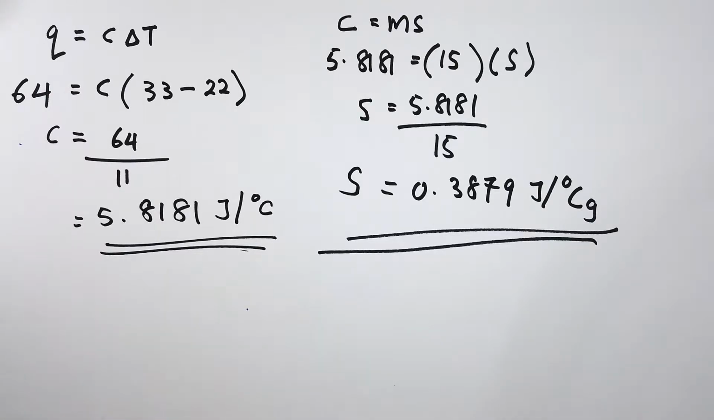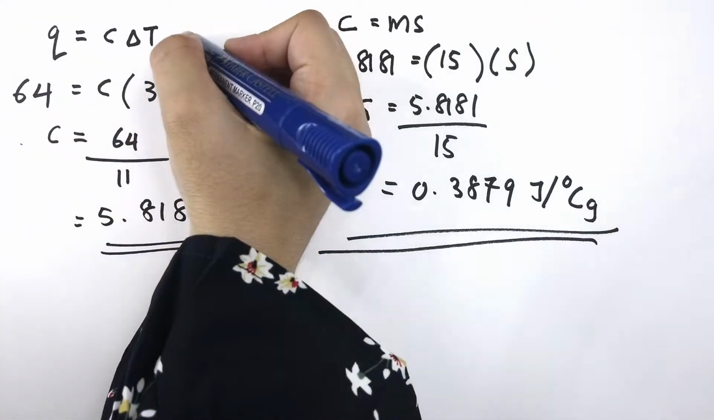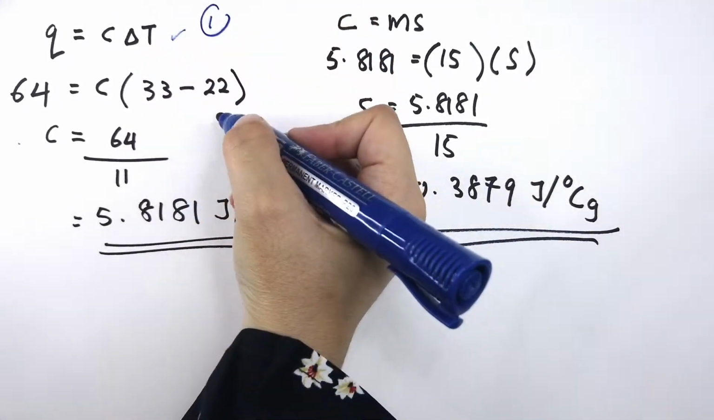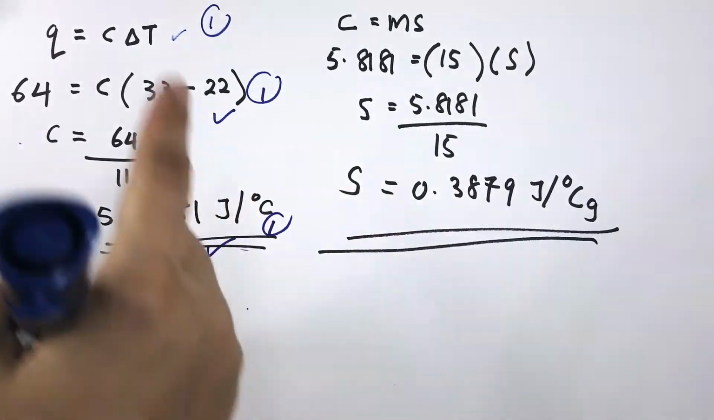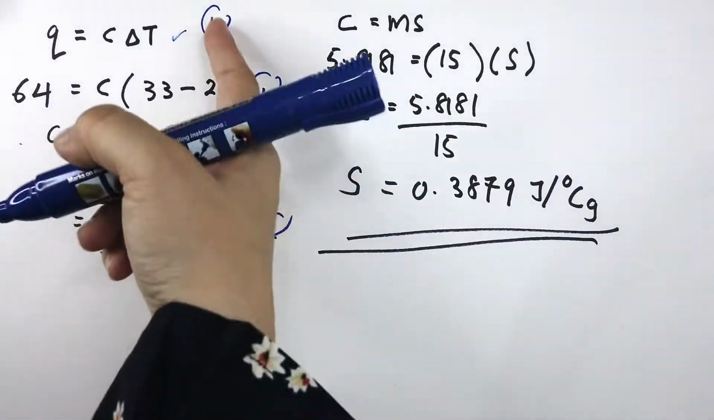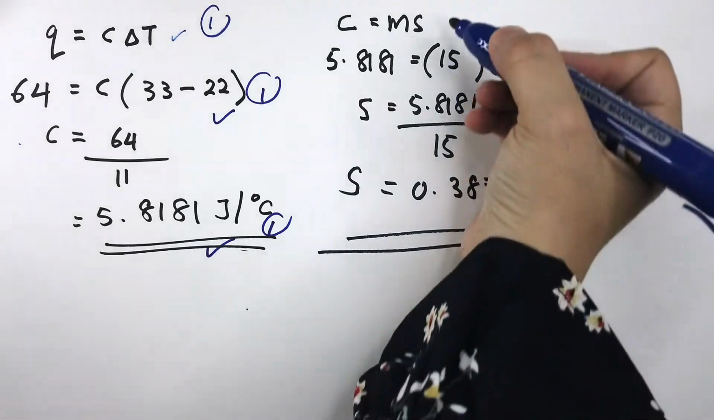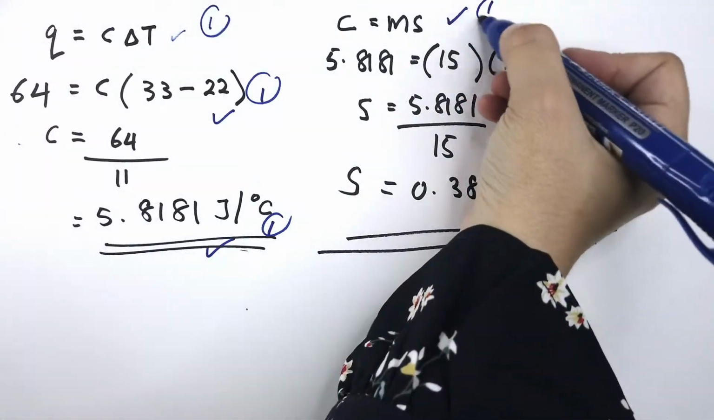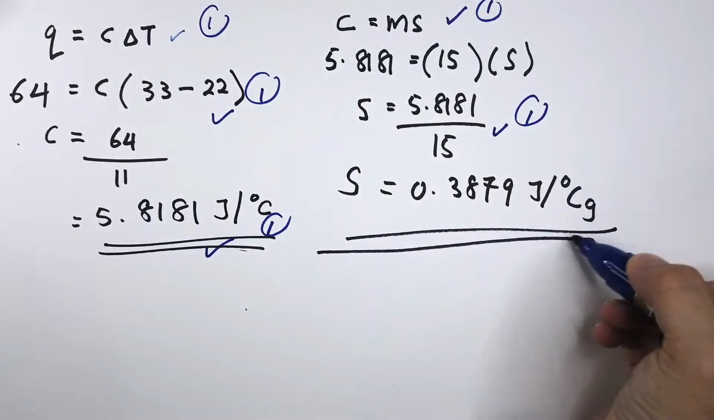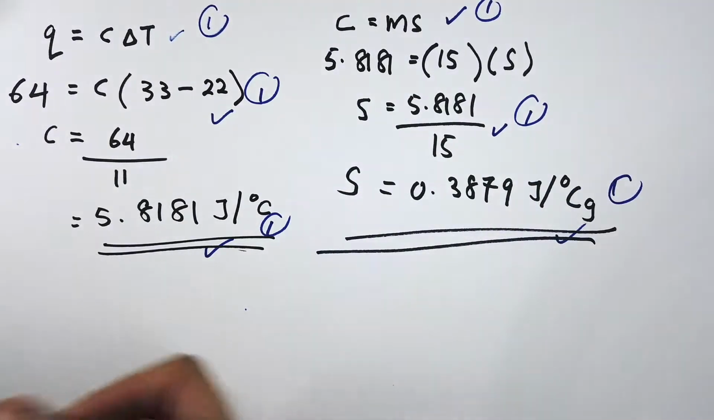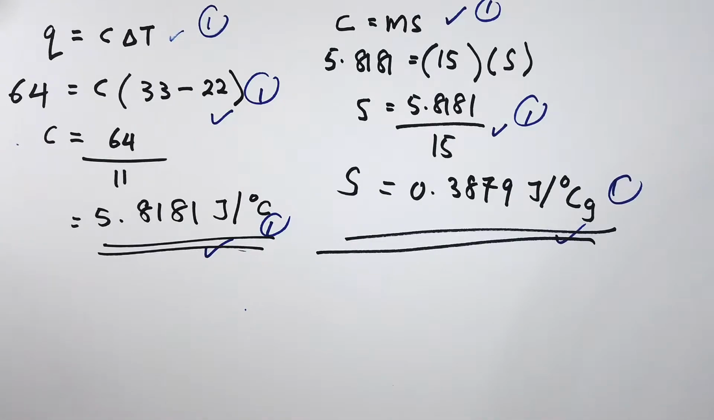So how can you get those 6 marks? This one, 1 mark. Another 1 mark here, and the first part is 3 marks: 1, 2, 3. Then another 3 marks is the same concept. So formula 1 mark, then you show your calculation is 1 mark, and your final answer is 1 mark. Altogether will be 6 marks.